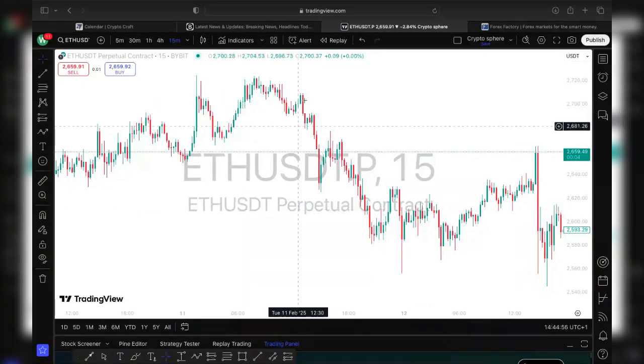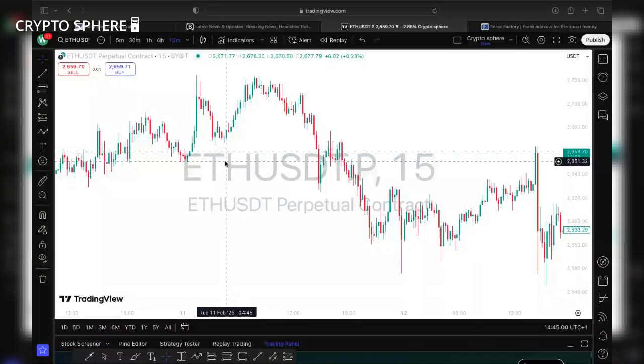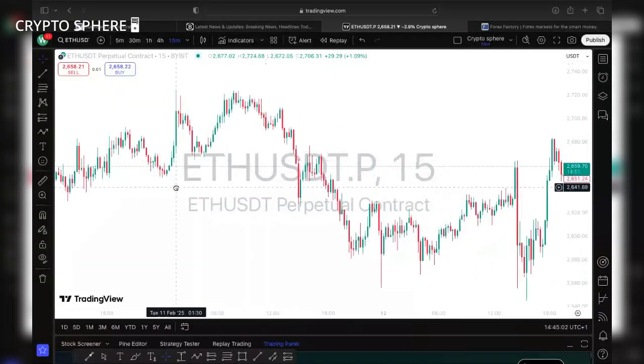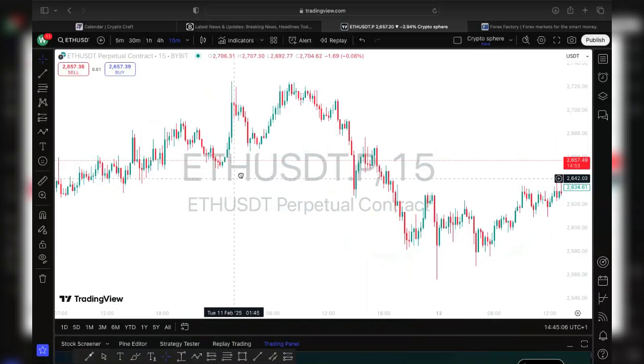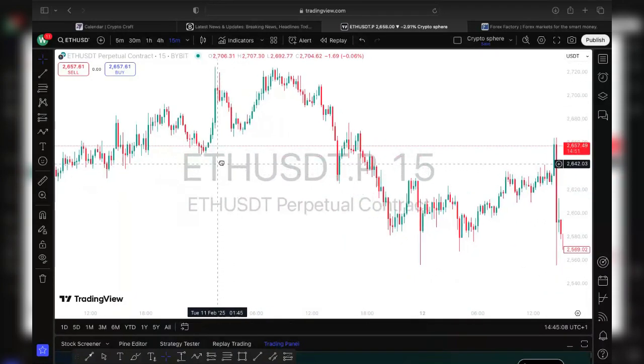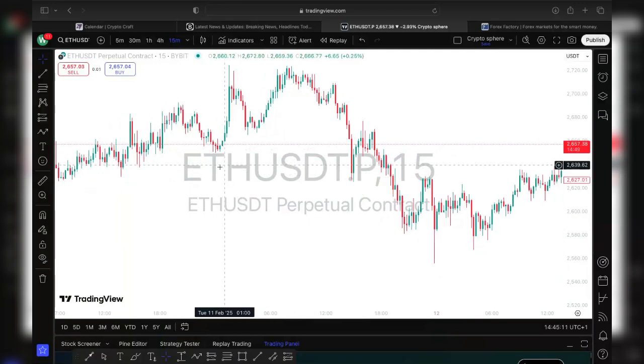So this is Ethereum. Let me look out for a support level that turned into a what? Resistance. Perfect. I've seen one already.